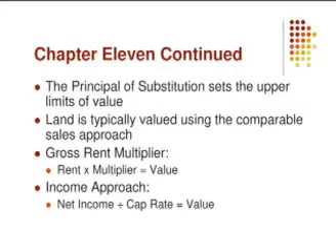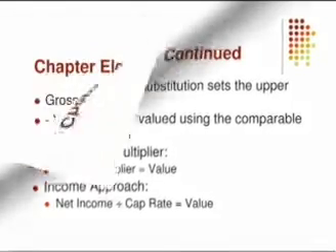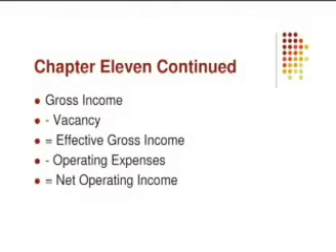The gross rent multiplier is rent times the multiplier gives you value. The income approach is your net income divided by a cap rate, which gives you value. Remember, gross income minus vacancy and collection losses gives you effective gross income, minus your operating expenses gives you net operating income. And it's the net operating income that we use to determine value in the IRV, or the income capitalization approach. And that's the end of Chapter 11 summary.